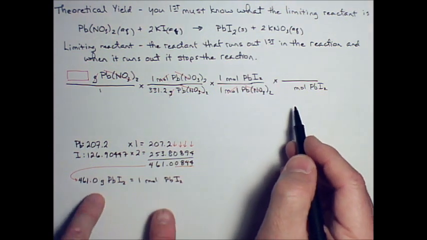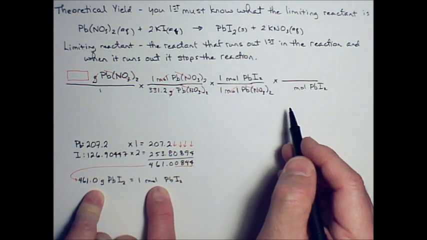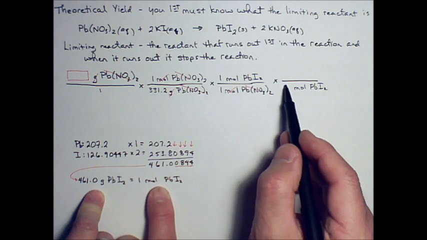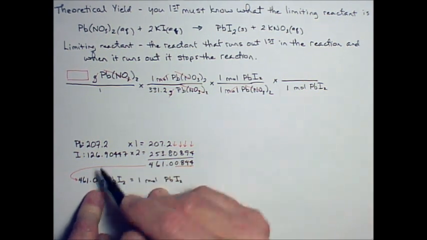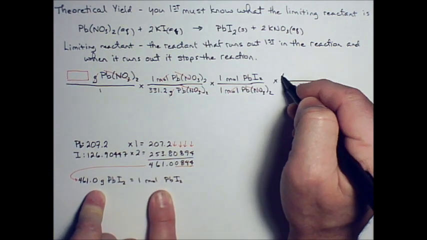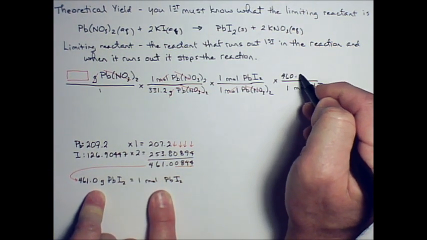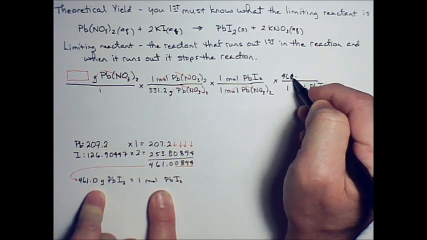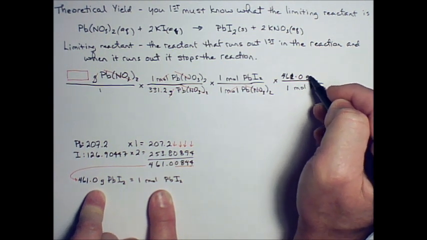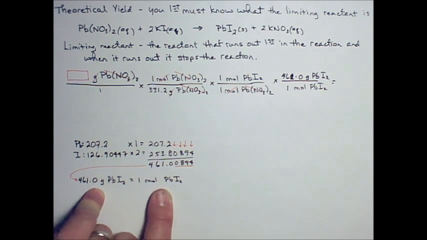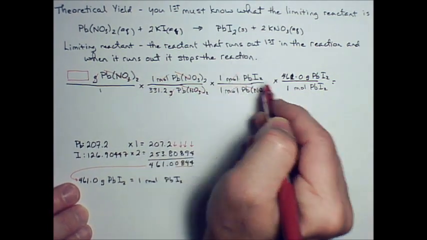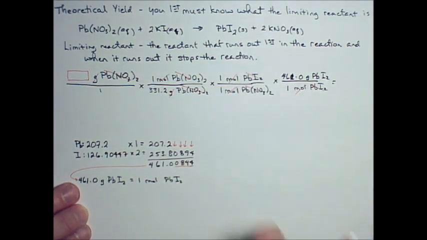And we're going to use those numbers in this equality statement, in this fraction, to build a conversion unit. So the 1 mole goes in the bottom, the mass goes on the top, 461.0 grams of lead 2 iodide. Alright, we've got units and species to cancel here, and we're ready to do the math.